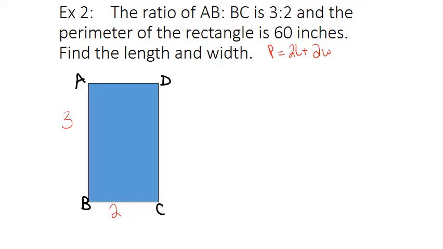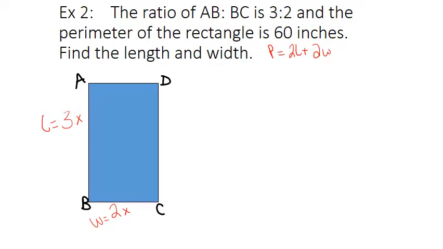So it could be 3 and 2, it could be 6 and 4, it could be 9 and 6, it could be a lot of different things. So that second number that we're multiplying by, we can just let it be represented by a variable. So we can say 3x and 2x. And it's up to you if you want to let L be the length or the width, that's totally up to you. I'm going to say length is 3x and W is 2x.